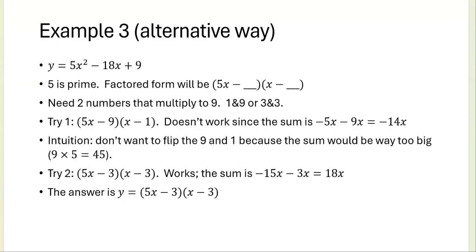Okay. Example 3, 5x squared minus 18x plus 9. Okay. We see a minus, plus, so then the two numbers must be negative. Yeah. The two numbers must multiply to a positive number and they add to a negative. So they have to be both negative. Okay. 5 is prime, makes it nice. So we eliminate a lot of choices actually. It'll just be 5x minus something, x minus something. So what are the factors for 9?